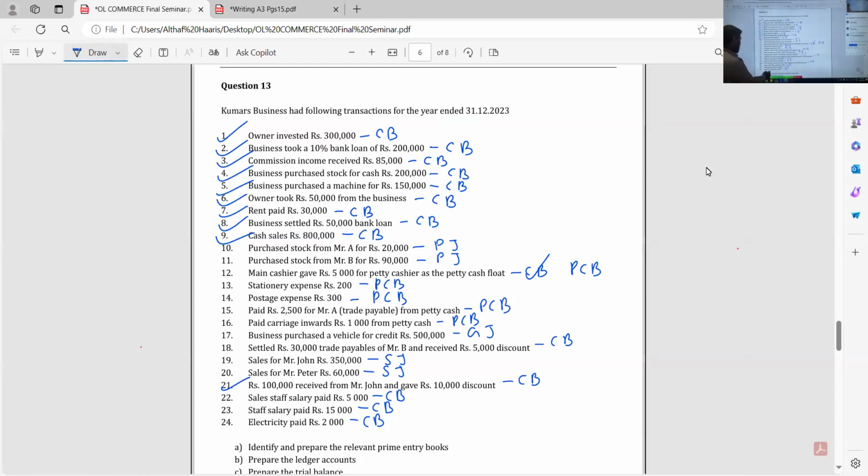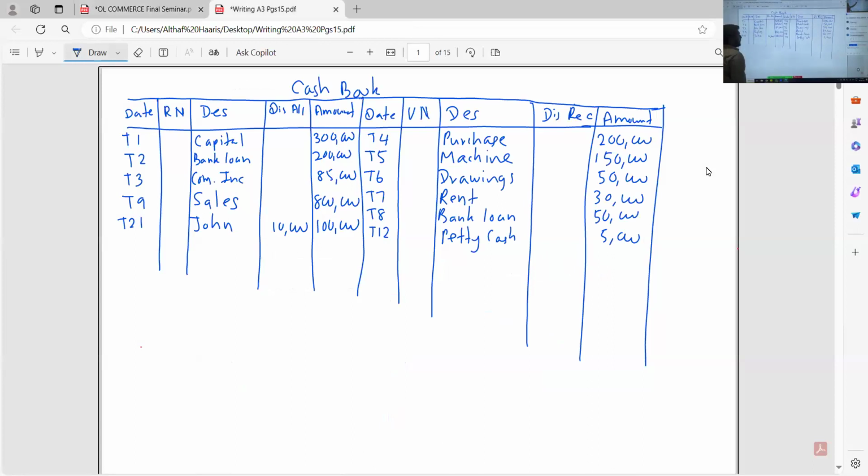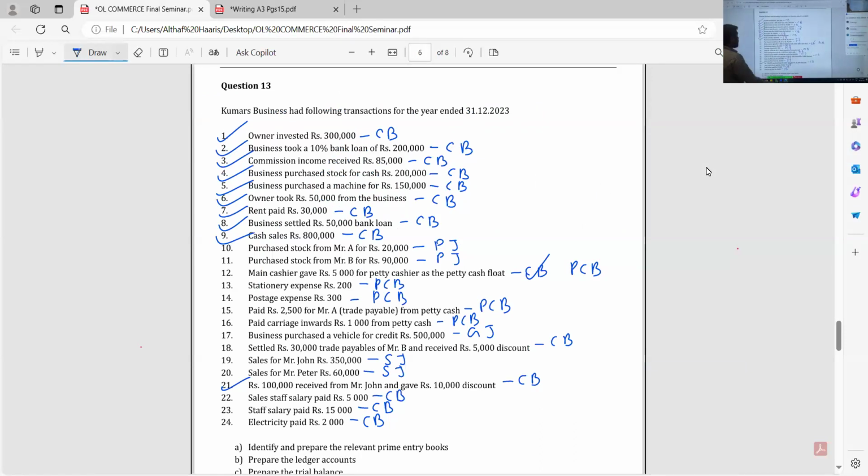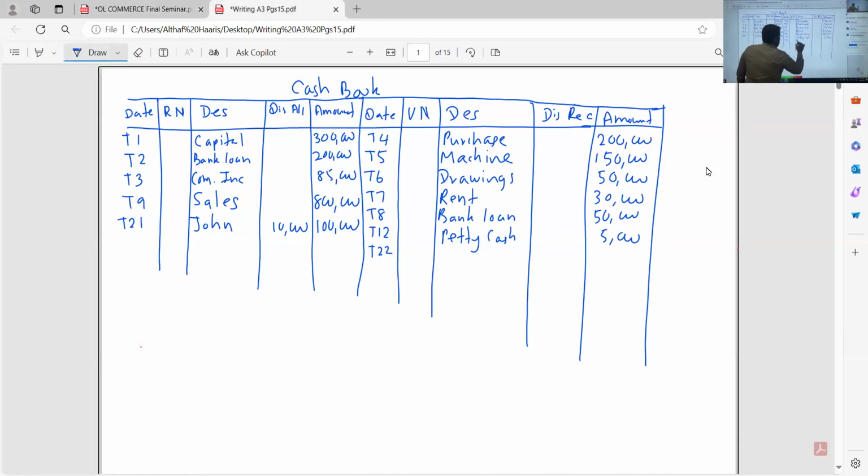The next one, sales staff salary 5,000. T22, sales staff salary 5,000.